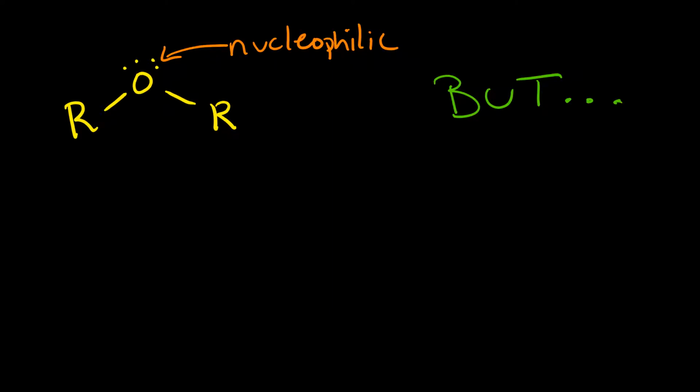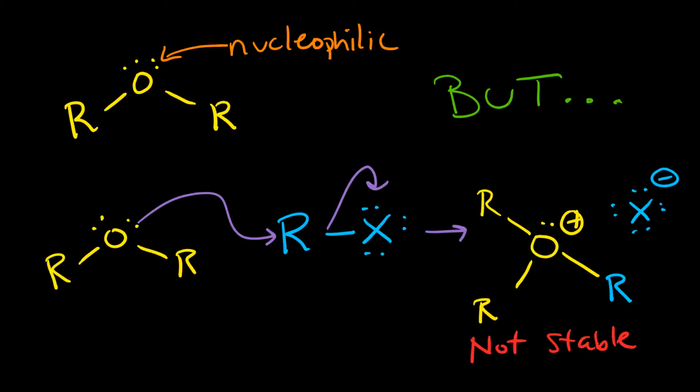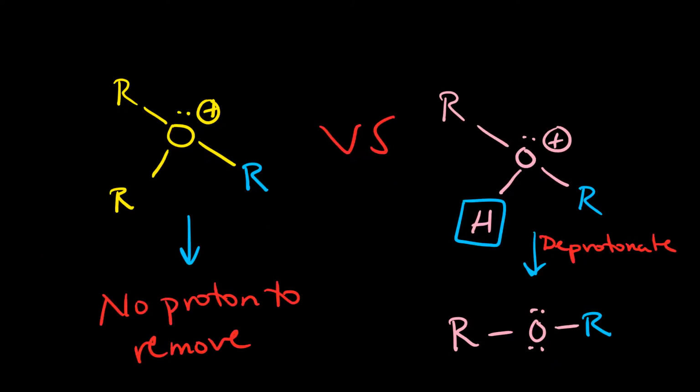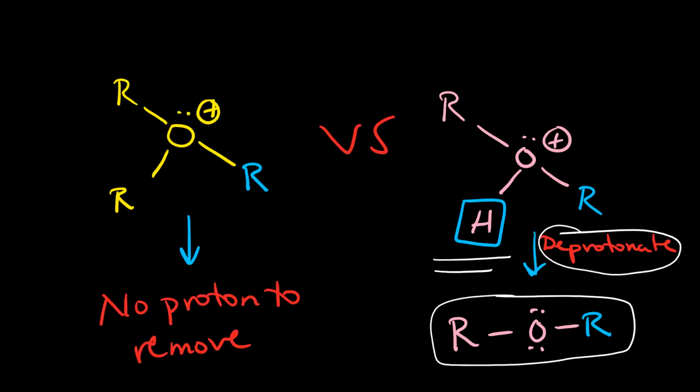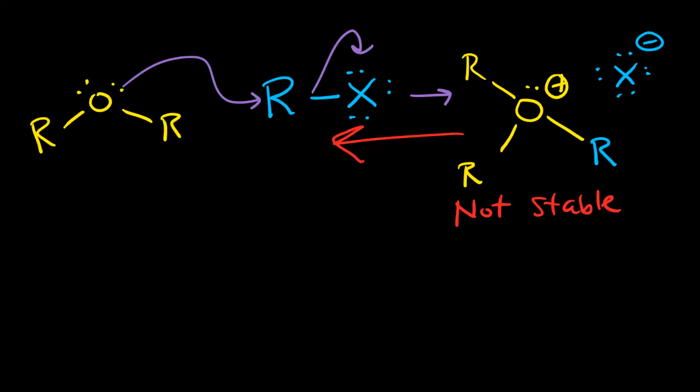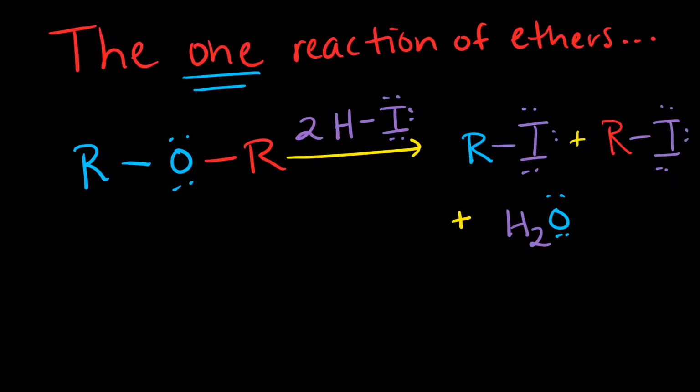And they also have this nucleophilic oxygen, but here's what happens whenever an ether, say, attacks something like an alkyl halide. You end up forming this positively charged oxygen, which is not stable. And that's a different situation than when we had the alcohol, because the alcohols have a proton that can be removed, so you can just deprotonate and get your neutral oxygen back. But an ether doesn't have a proton to remove, and so it's kind of stuck like this. And having that unstable product is not going to be favorable, so the reaction equilibrium is going to lie far to the left.